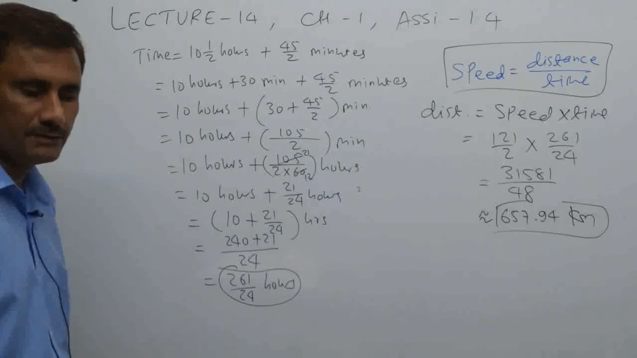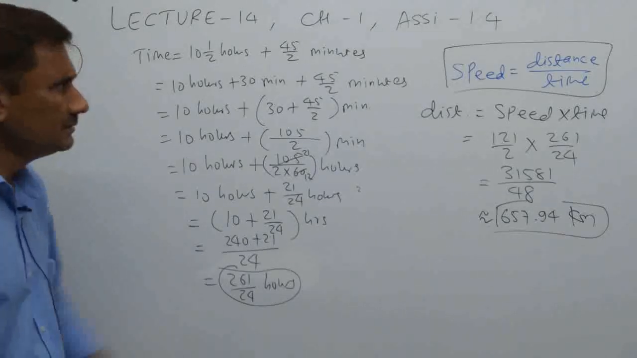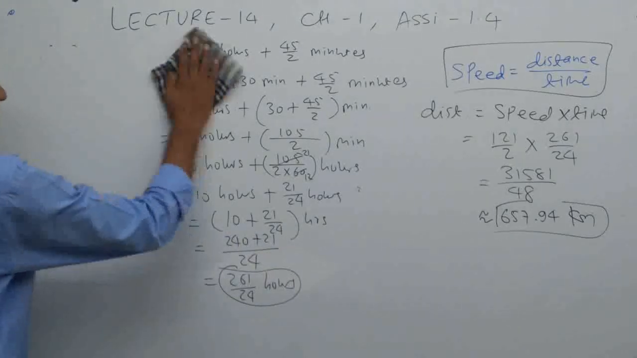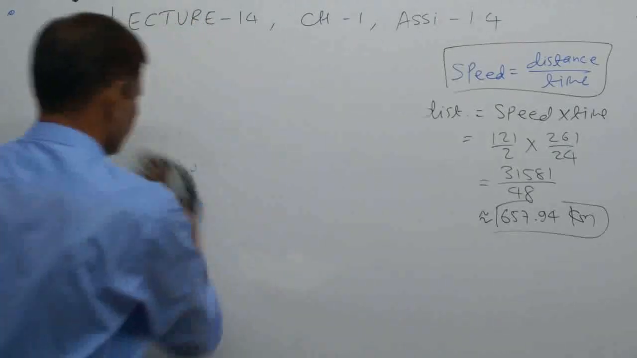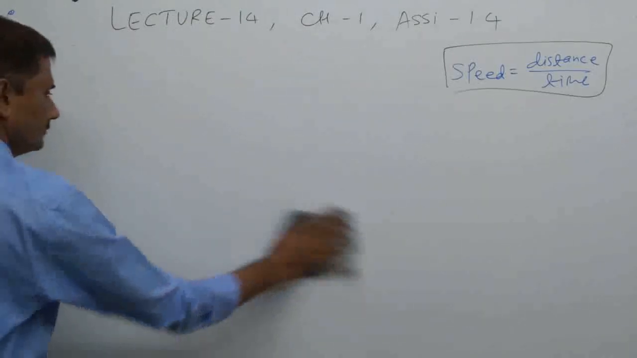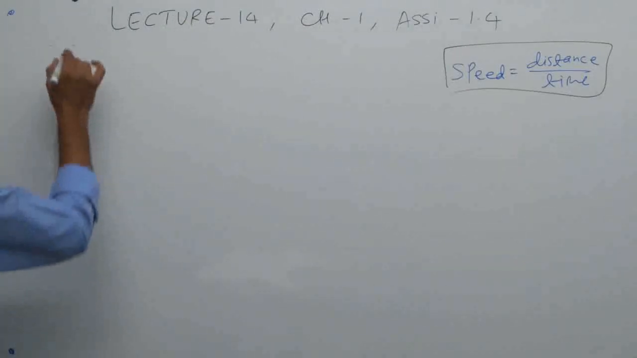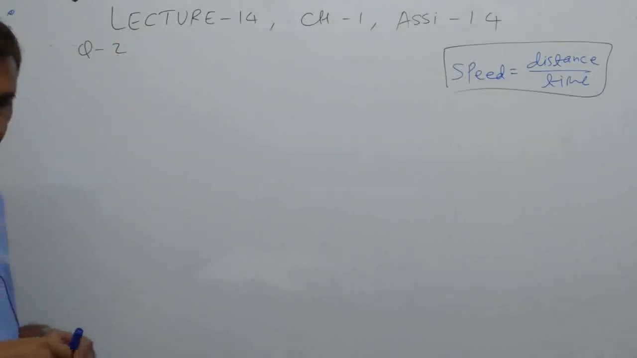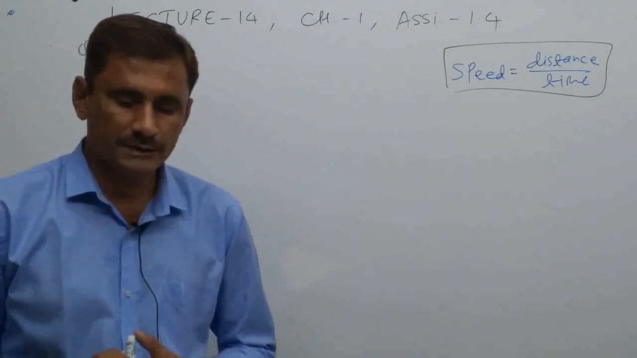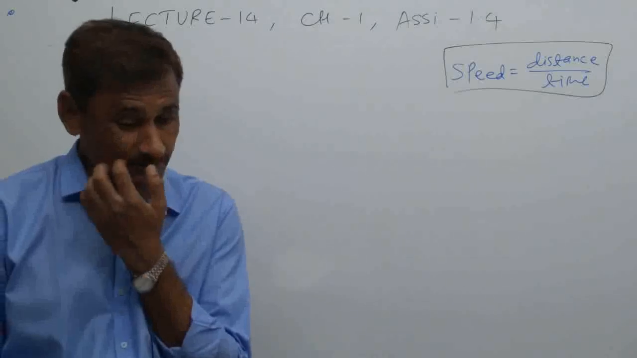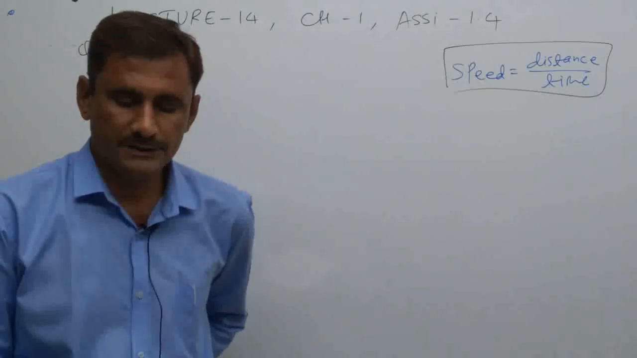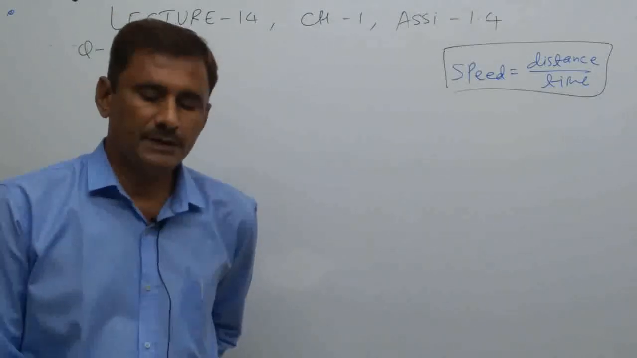Okay, now look at main question number 2. Again, it is related to that one, distance, time and speed. Okay, main question number second. A train travels a distance of 1000 kilometer 400 meter in 15 and 1 by 2 hour 30 minutes. What is the average speed of the train?